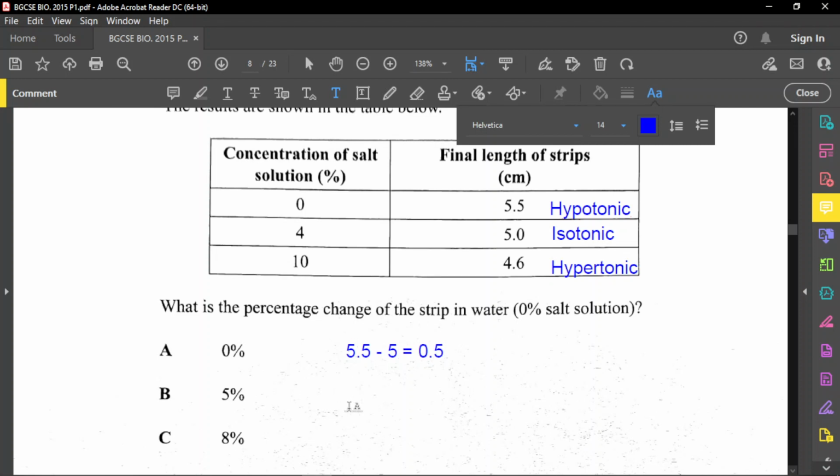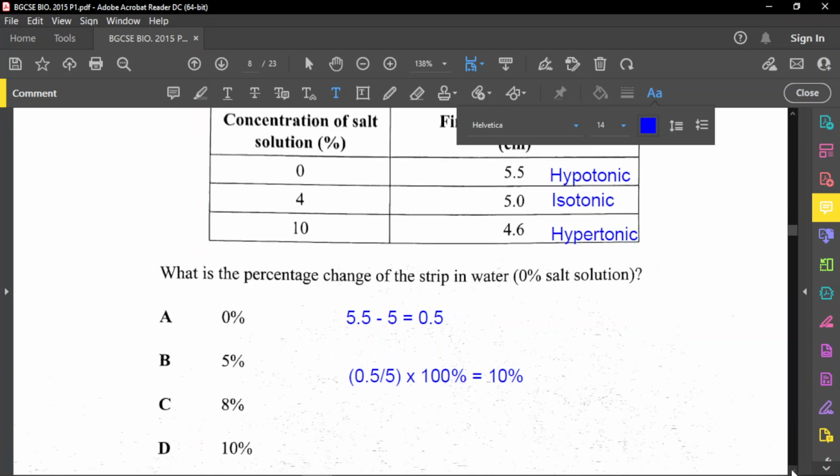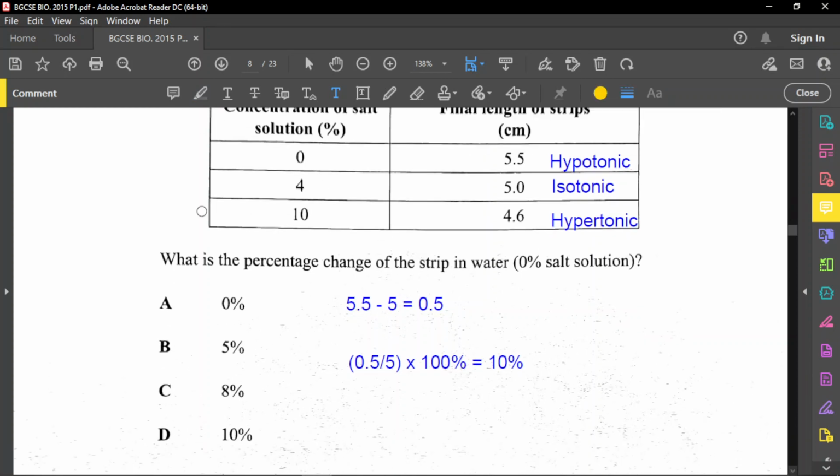And so to find our percentage change, it will be the difference, which is 0.5, divided by the original, which is 5. And then we're going to multiply all of this by 100%. So it's the change over the original, multiplied by 100%, and that will equal 10%. All right, so this gives us 10%. Yes, and D is our option right here. All right, so let's go to the next question.